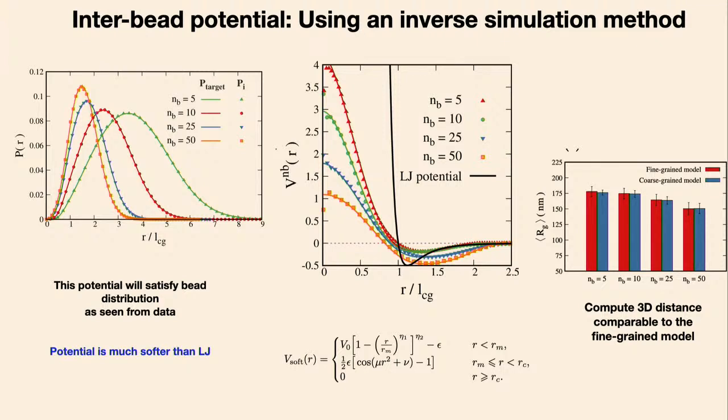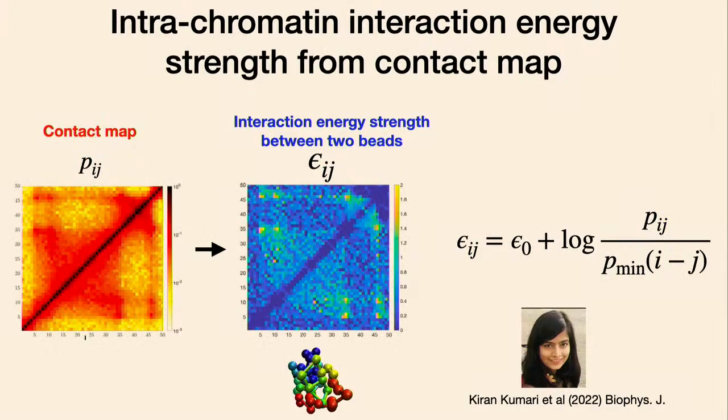So the black is the Lennard-Jones potential, and the interaction potential between two beads of chromatin is much softer than a Lennard-Jones potential. So it has the interaction strength and the softness. This is the idea, and if you want to know the strength of the interaction, we can actually predict it from the contact probability, and this is very much like some of those protein ideas. They also get something similar, that you can predict the interaction strength from the contact map by this kind of a relation.